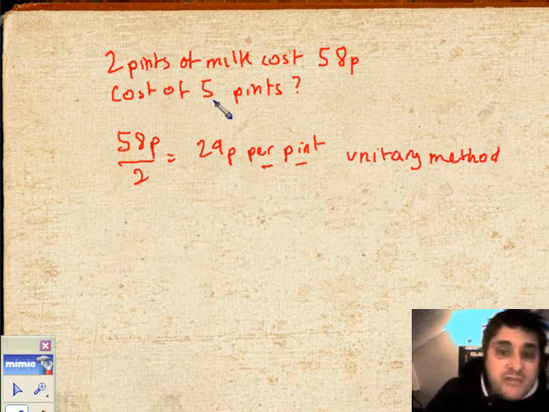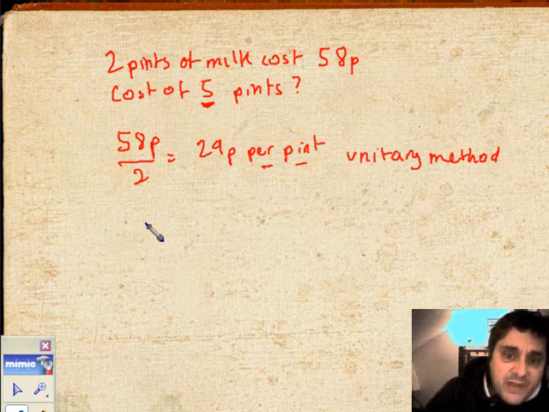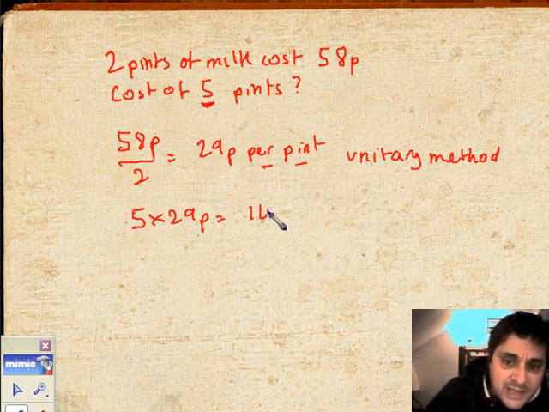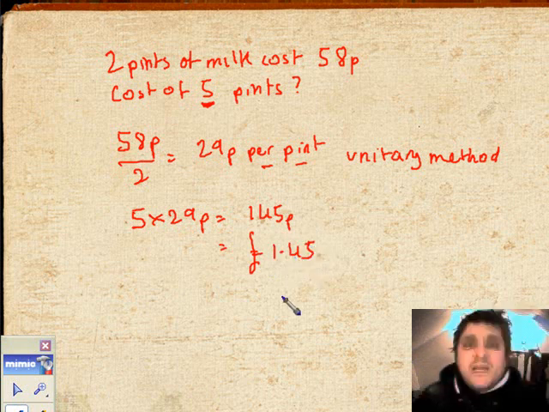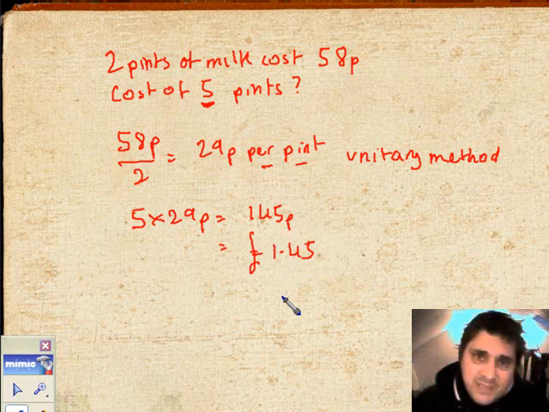I can now find the cost of many. In this case, the many is the 5 pints. So I now have 5 lots of 29p, and I know the answer to that is 145 pence, better known as £1.45. Now, think about that for a minute. Straightforward, you'd expect on the mathematics, but in real life, we've made some assumptions here.